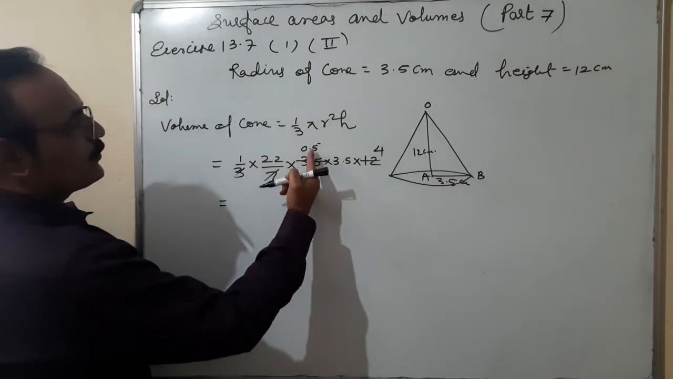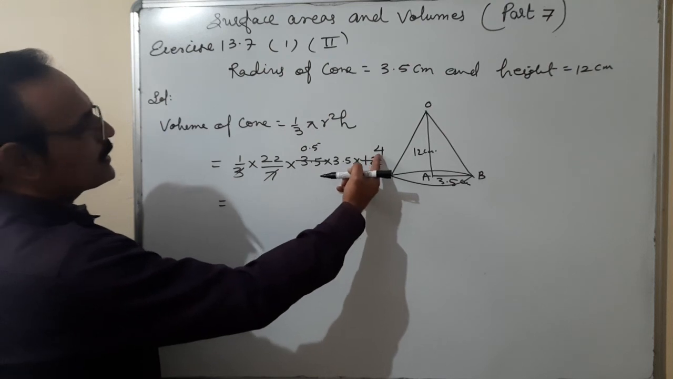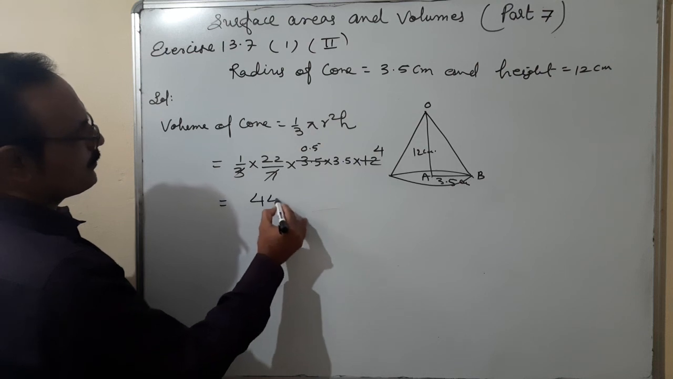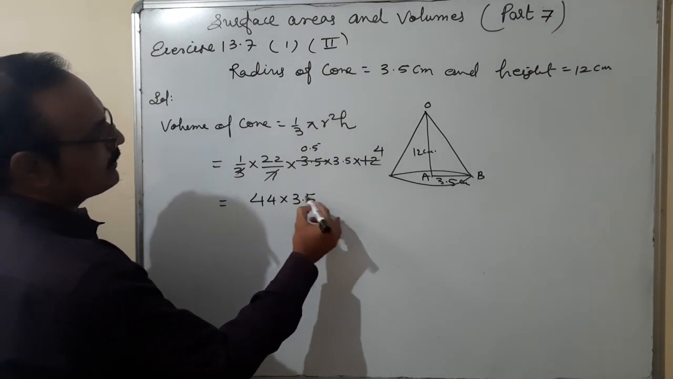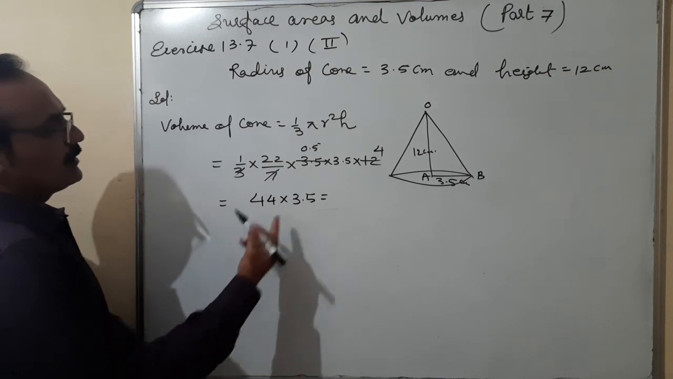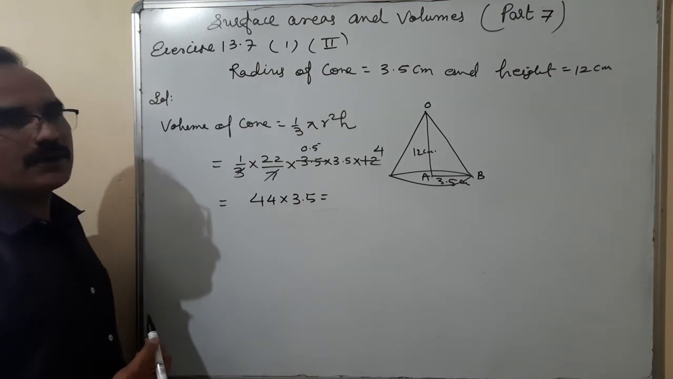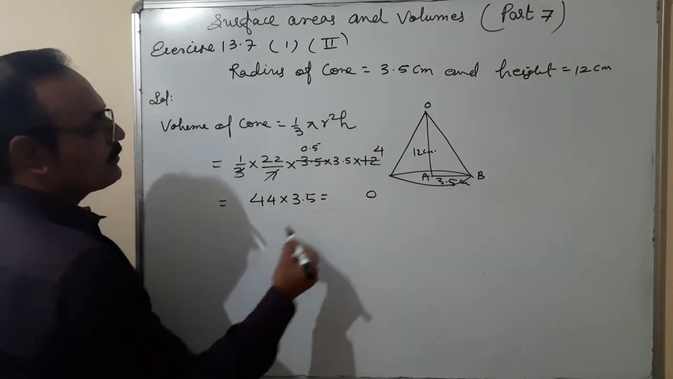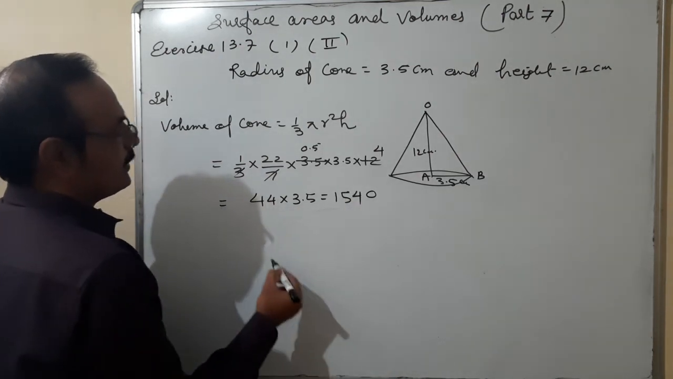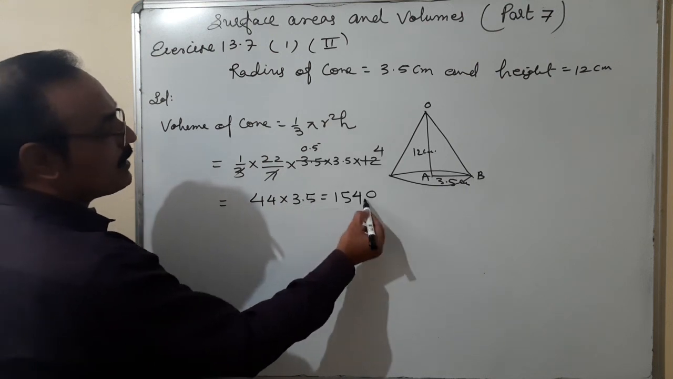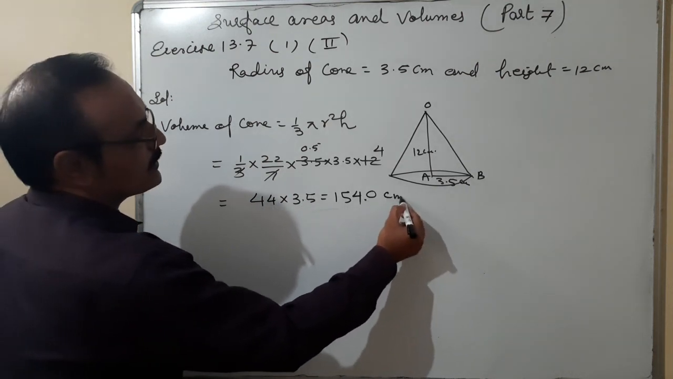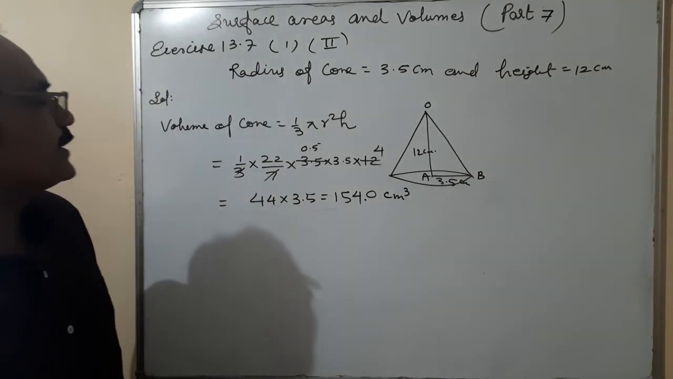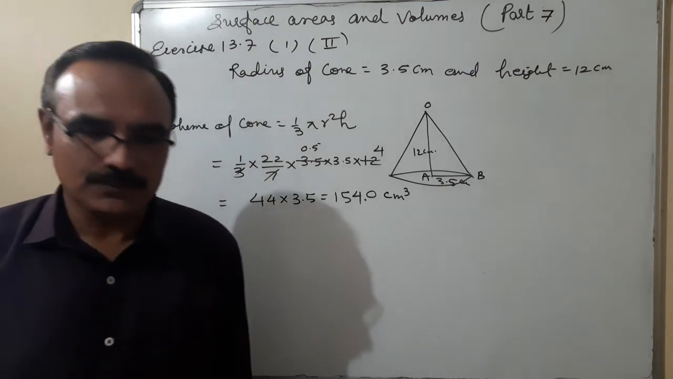Now 0.5 multiplied by 4: 5 4s are 20, so it comes to 2. 2 multiplied by 22 is 44, and multiplied by 3.5 gives 154. After the decimal there is one digit, so the result is 154, in centimeter cube. Therefore the volume of the cone is equal to 154 centimeter cube.